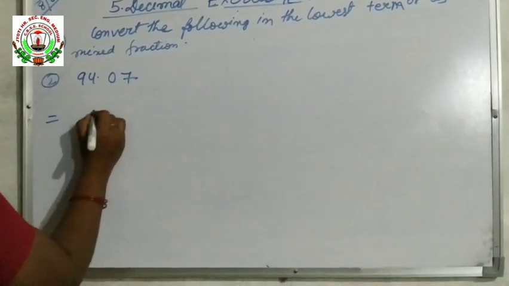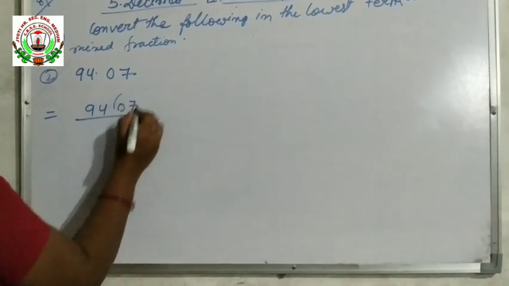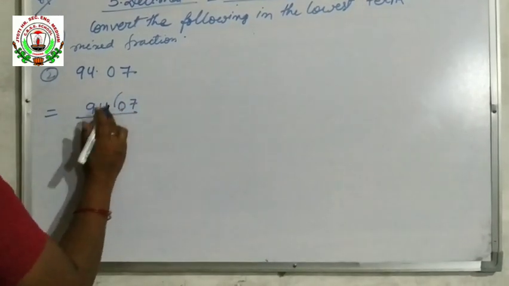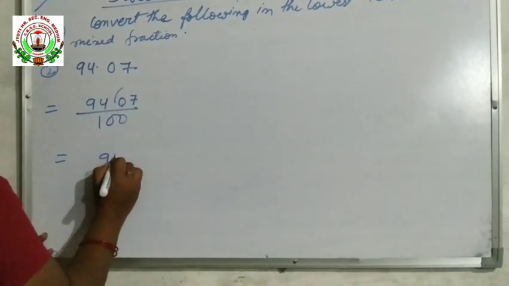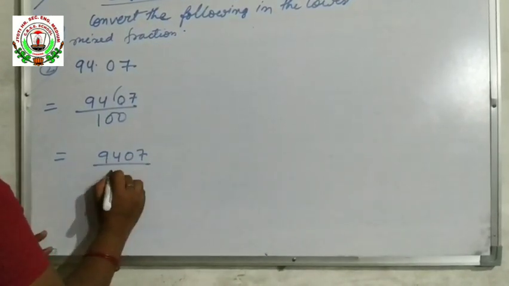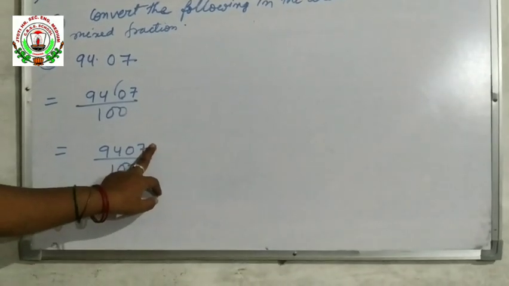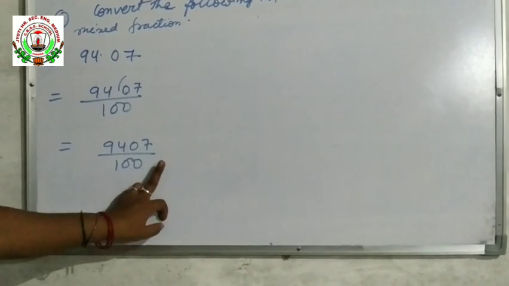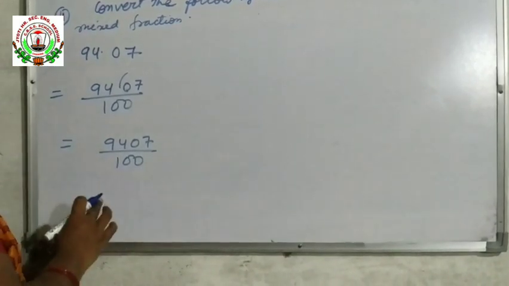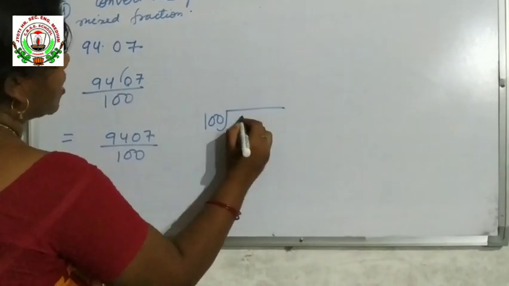94.07. Here we are using the first method. When you remove this point, 2 digits are there, so 100 will come. So 9407 divided by 100. See children, it is an odd number and it is an even number. So it is not divisible by the same number. So what you will do, you will divide and convert into a mixed fraction.